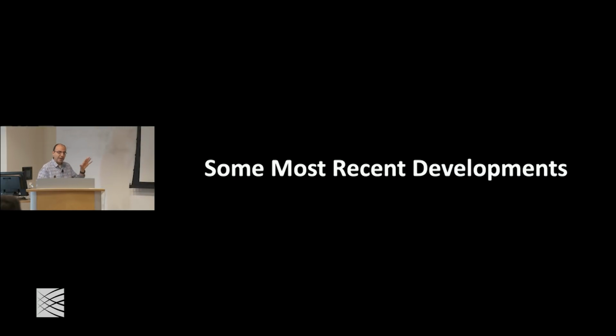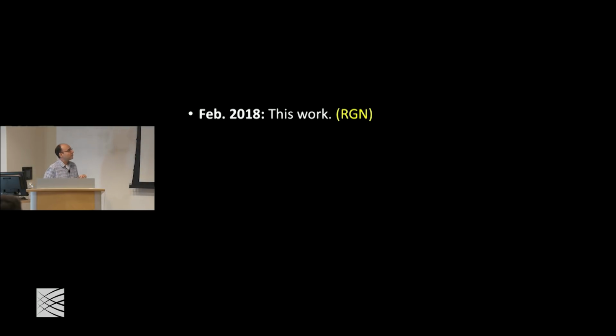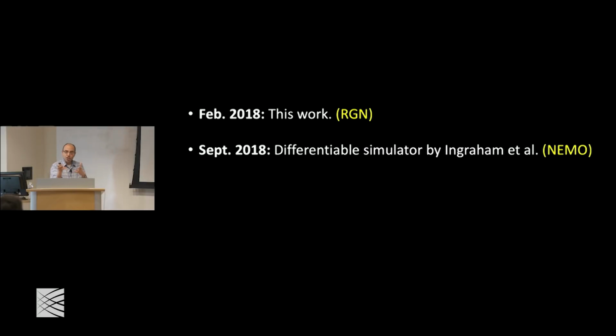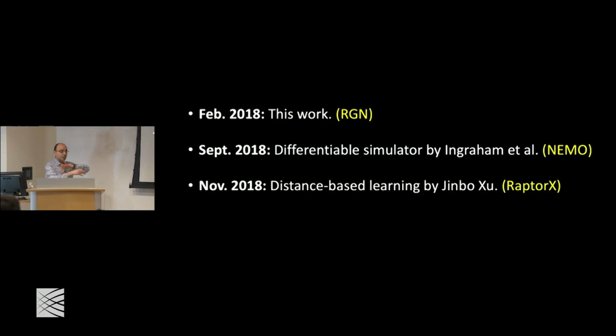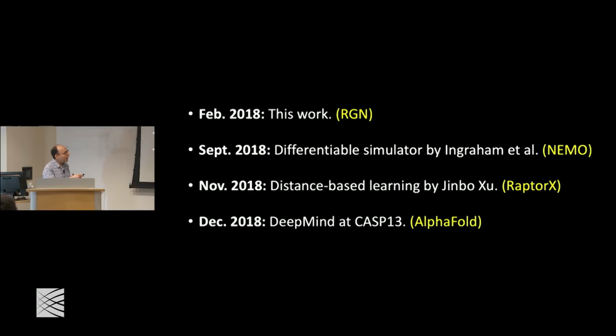Okay, so let me briefly talk about last year, because it's been a fairly exciting year. This work was pre-printed around February. In September, John Ingraham gave a talk on this notion of a differentiable simulator, which is also an end-to-end differentiable approach. They were independently developed, and they're quite different in the way they tackle the problem, but they share the same spirit of casting this problem as an end-to-end differentiable problem. In November, in a completely different space, the co-evolution space, where both of these are trying to get at this problem without using co-evolution, Jinbo Xu put up a preprint on distance-based learning, so not predicting contacts, but predicting distances, which seems to be quite performant. And in fact, it turned out to be one of the key ingredients of DeepMind's approach at CASP13, which put a sizable gap between them and the closest competitor at the competition.